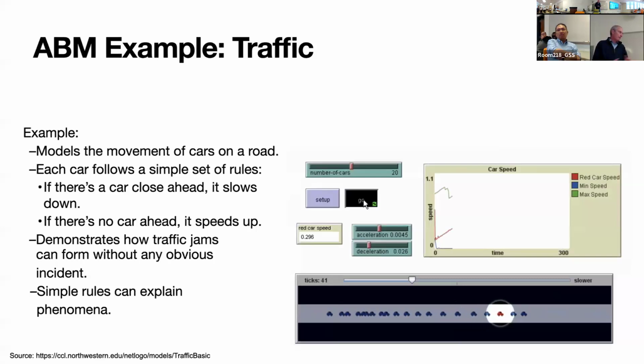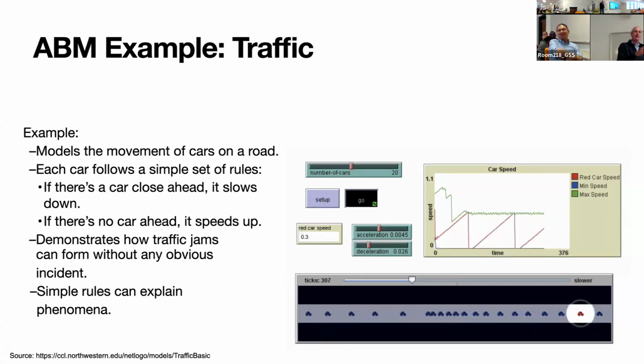The classic ABM would be the traffic model. There are some really widely used areas in agent-based modeling: pedestrian movement and also traffic models. This is very much an American model. Each car is an individual agent. No one likes traffic, right?